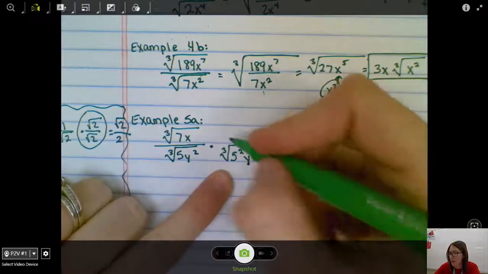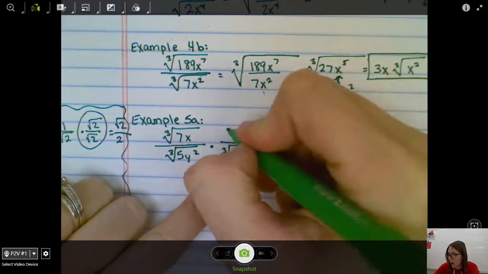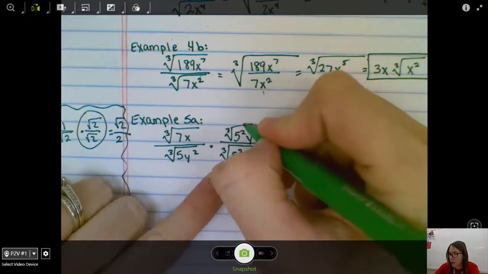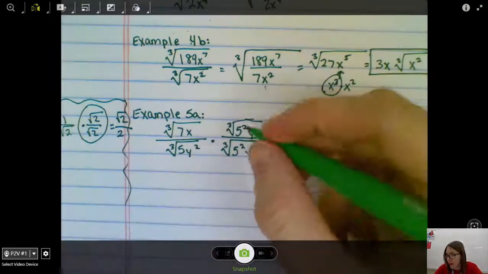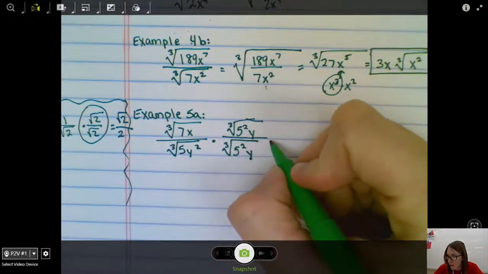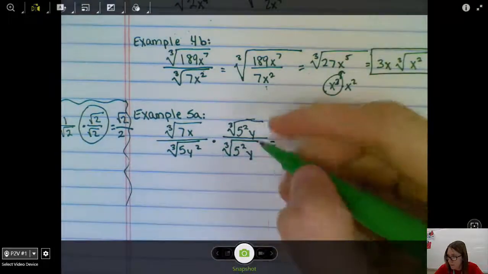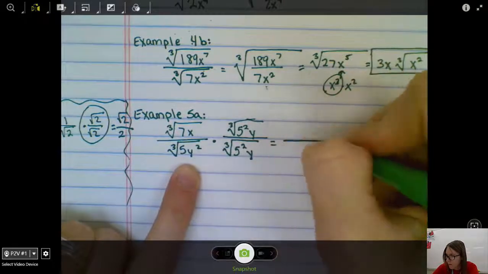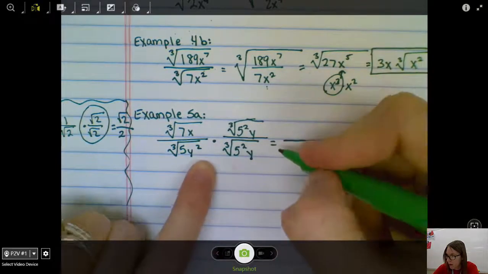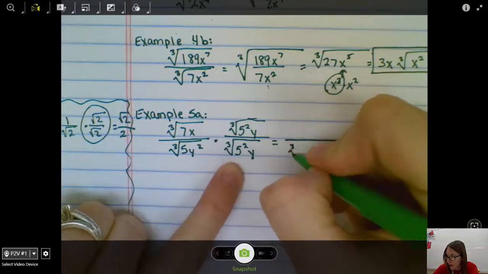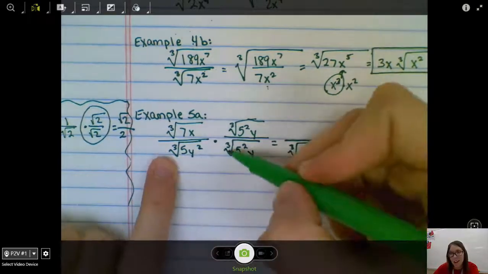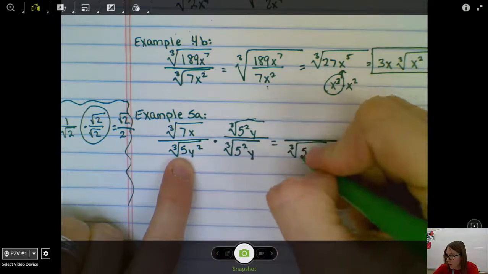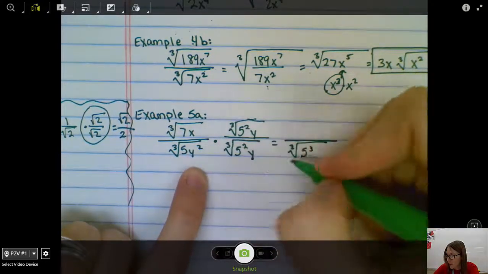Make sure we're multiplying by the same thing on the top. Multiply by the cube root of 5 squared y. And we could write that as 25 instead. I'm just going to leave it as 5 squared though, for now. Because when I get to the bottom here, cube root of 5y squared times the cube root of 5 squared y. Since our index is the same, we can multiply. 5 times 5 squared would be 5 cubed. Y squared times y is y cubed.